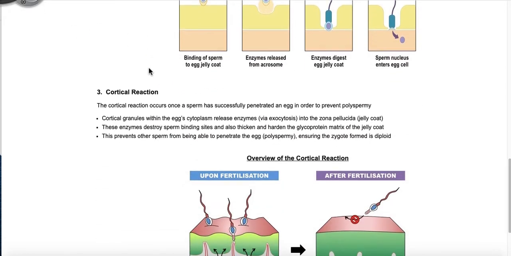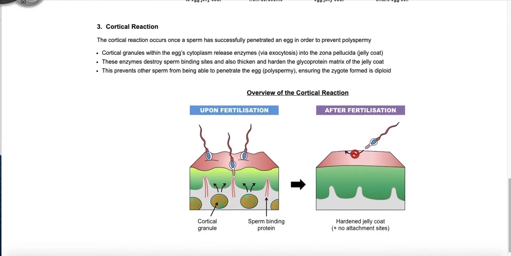So after that happens, there needs to be a cortical reaction to prevent other sperm from binding. So upon fertilization, you see here the sperm, and you only see one sperm, right, actually binding and docking here with the membrane proteins of the egg. The enzymes in the acrosome destroy the glycoprotein matrix of the zona pellucida, and the nucleus is going to be able to come inside.